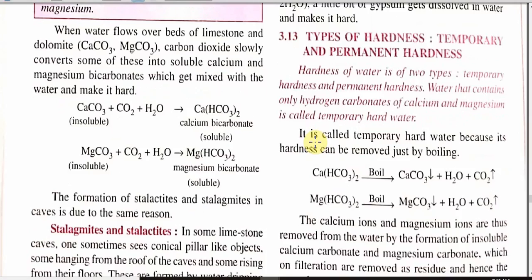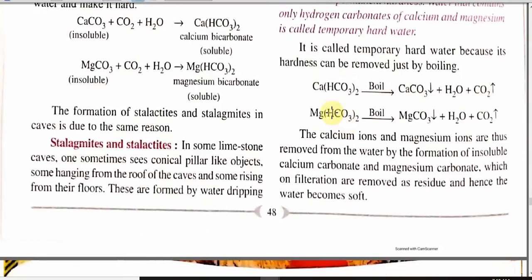Let us see the types of water hardness, that is temporary hardness and permanent hardness. Hardness is of two types, permanent and temporary. Water that contains bicarbonate is called temporary hard water. This is bicarbonate, this is also bicarbonate. This is called temporary hard water because it can be removed by boiling. Calcium bicarbonate on boiling gives off insoluble calcium carbonate which can be filtered away, and after filtering this water becomes soft.